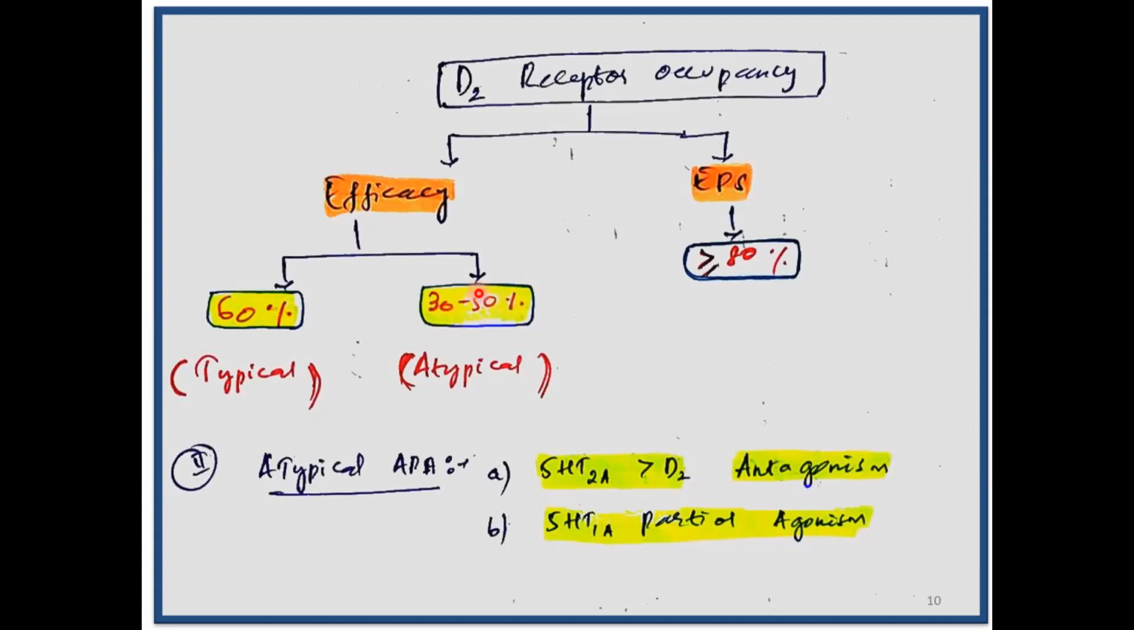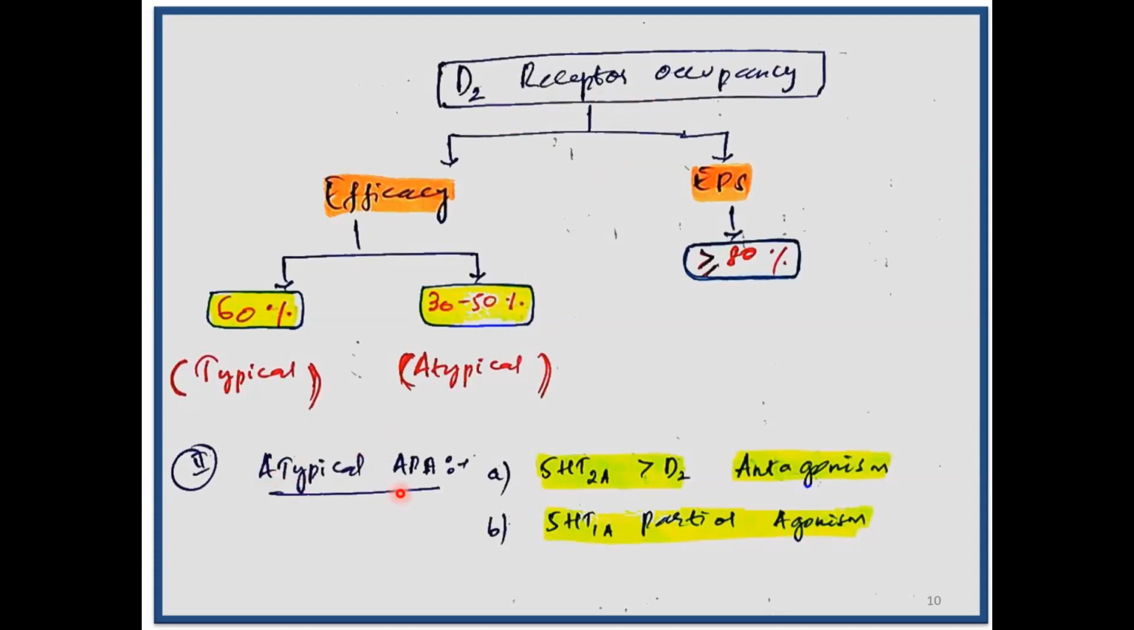Okay, why is that so? We saw that the atypical antipsychotics basically act by having a higher affinity towards the 5-HT2 receptor. Therefore, only 30 to 50% occupancy at the D2 is sufficient for its effect on schizophrenic patients. However, for extrapyramidal symptoms to be produced, the occupancy of the drug at the D2 receptor should be more than or equal to 80%. Okay, that is the importance of D2 receptor occupancy.